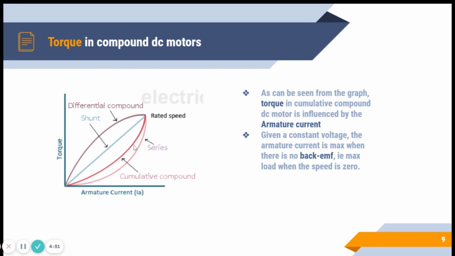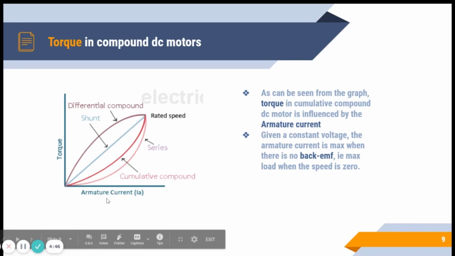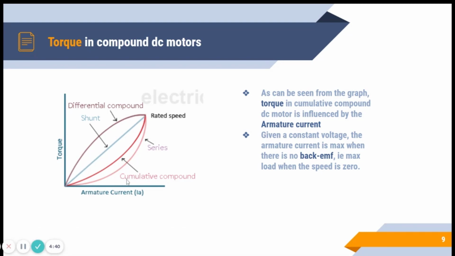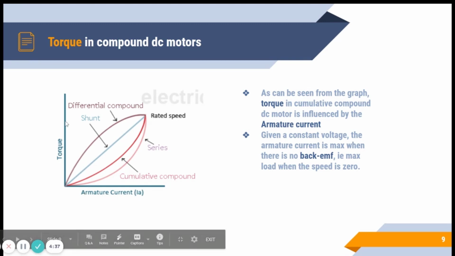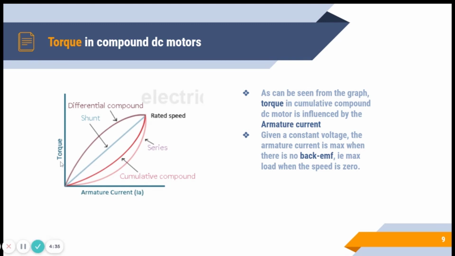I would like to draw your attention to the red line in this graph labeled cumulative compound DC motors. As you can see, the higher the armature current, the higher the torque as well. So to understand how to control the torque for compound DC motors, we need to understand how it draws current from the source. If we assume a constant voltage supply, then the faster the armature rotates, the more flux it cuts, which induces EMF in the armature. This induced EMF opposes the armature current, and it's called back EMF.